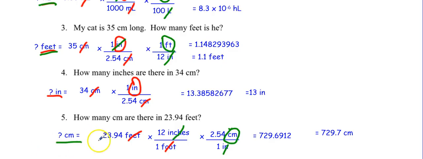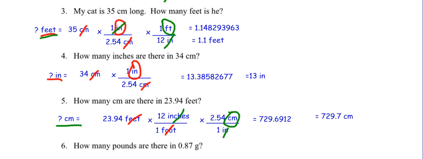729.6912. So how many sig figs do I have here? 4. So I need 4 sig figs here. 1, 2, 3, 4. I need to round that 6 up to a 7 because of the 9. So here's my answer. All right, let's try the next ones.